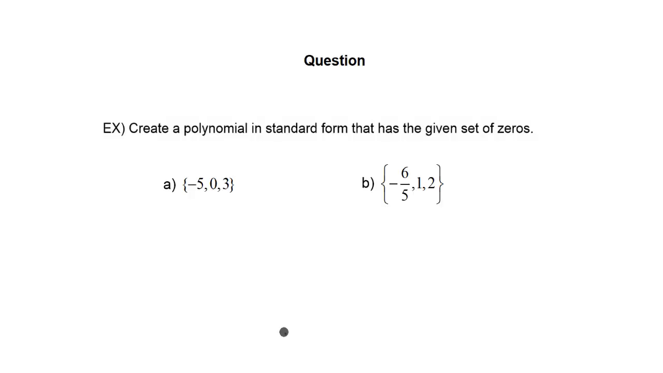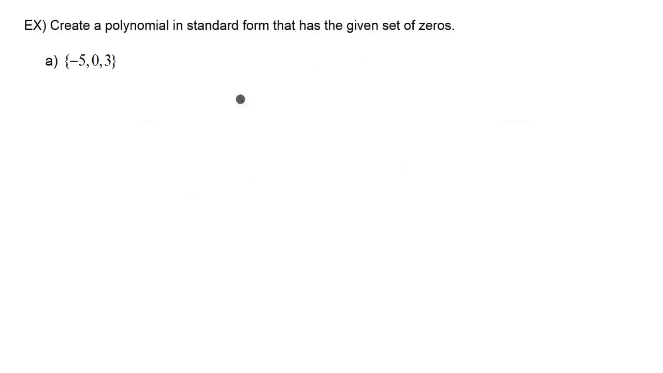In this question, we need to create a couple polynomials using these zeros, and that polynomial has to be in standard form. So in part A, we're given three zeros, -5, 0, and 3. So I'm going to write these down here. And to get the standard form of this polynomial, I have to first write it in factored form. And to get the factors, I'm going to set each one of these three equations equal to 0.